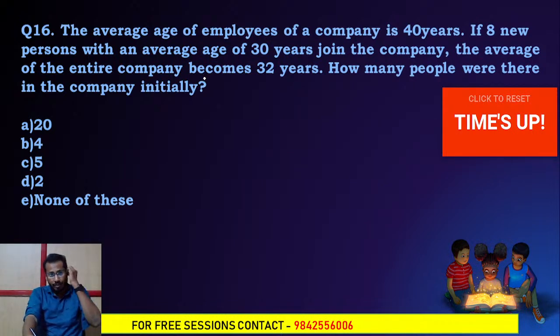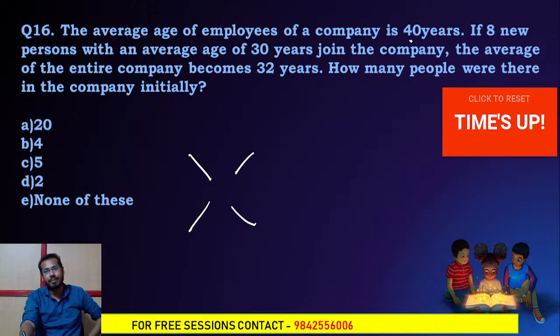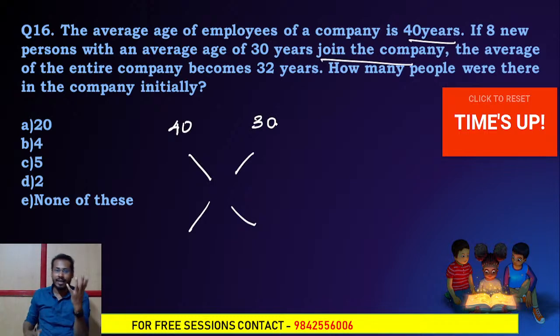The average age of employees of a company is 40 years. 8 new persons with an average age of 30 years joined the company. The average of the entire company became 32 years. So as usual, draw the diagram first, plot the values next. Already 40 years is the average. Now who is going to join? Persons with 30 years. Now both are mingled, and the entire company will become 32.